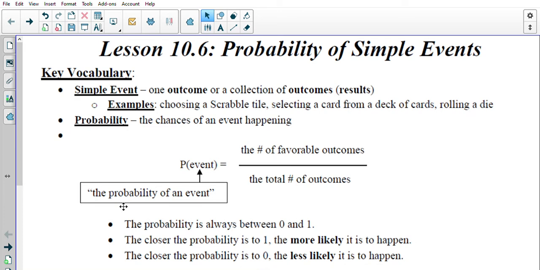Welcome to week 3 of virtual learning. This week we have 2 lessons that we're going to go through. The first will be probability of simple events, which is lesson 10.6. The second will be on the differences between theoretical probability and experimental probability.